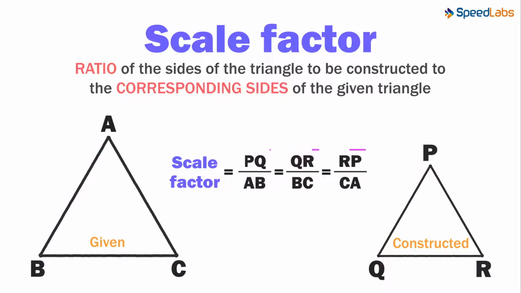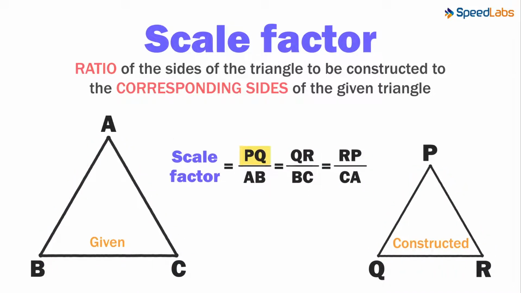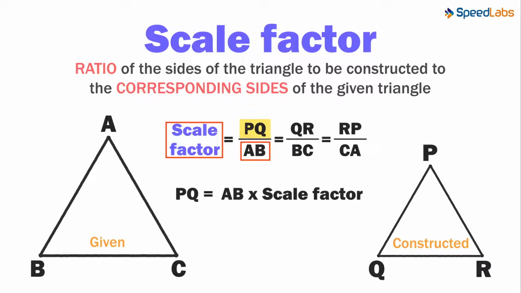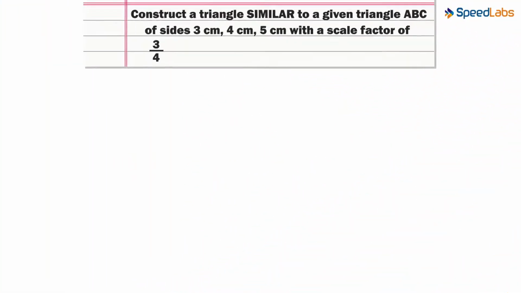There's another way to look at this. If we have to measure PQ, we simply look at it as AB times the scale factor. If we have to measure QR, we can look at it as BC times the scale factor. And it's similar for RP. Let's understand this better with the help of an example. Here it is.